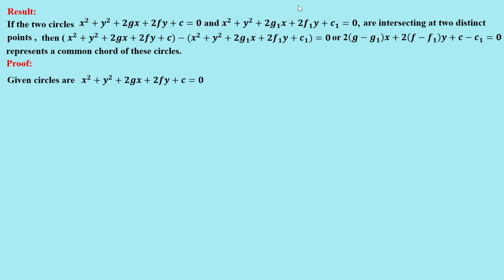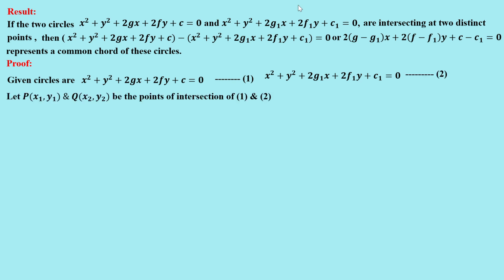Given circles are, we'll see the proof. First circle: x² + y² + 2gx + 2fy + c = 0, and the second circle: x² + y² + 2g1x + 2f1y + c1 = 0. Let P(x1, y1) and Q(x2, y2) be the points of intersection of 1 and 2. So these are the points of intersection.